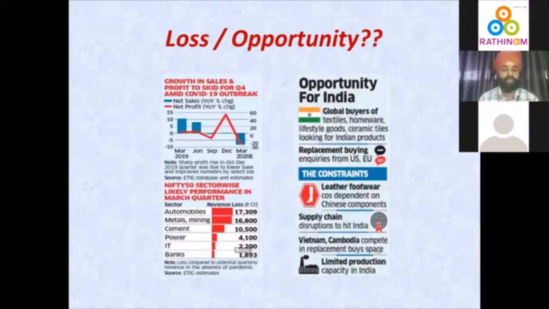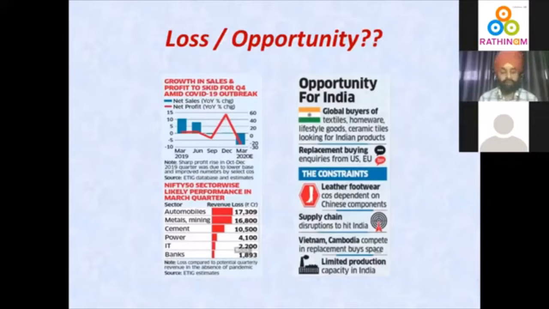But when you look at the Nifty 50, the stock-wise and sector-wise performance in the last quarter, we find that there have been huge absolute revenue losses, as compared to the potential quarterly revenue that they would have had if the pandemic had not been there. So these are not actual losses, but notional losses, with and without the pandemic.